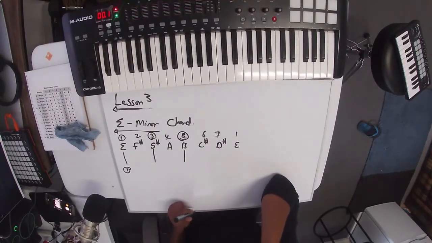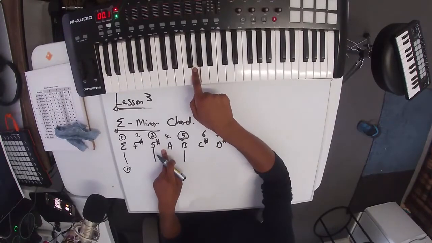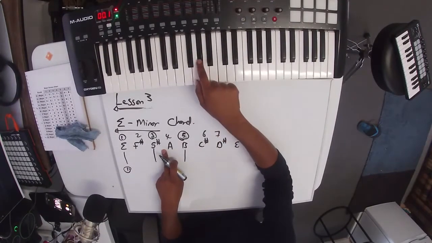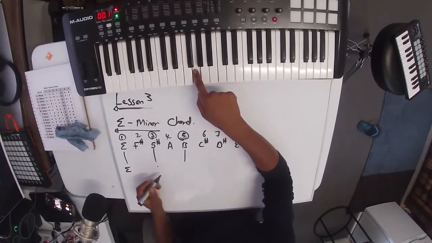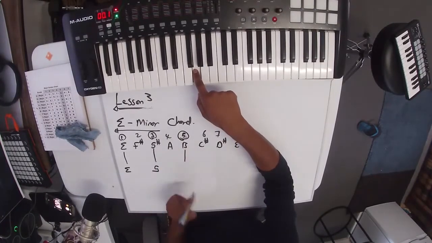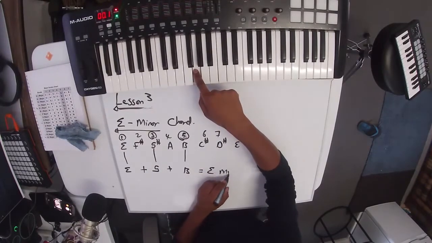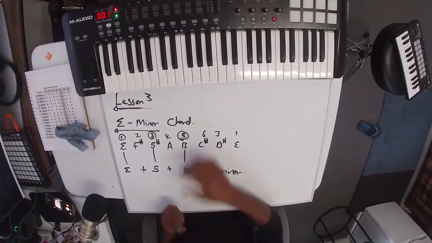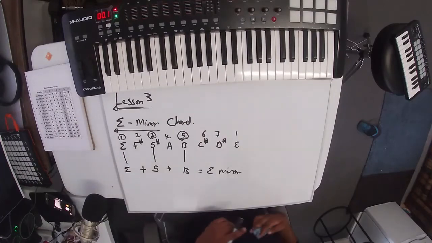The 3, we flatten the 3, which means if we take G sharp and we flatten, by flatten we mean that we're moving a semitone down. G sharp, we flatten, it becomes G. So the first one is E, G sharp flattened becomes G, B for the fifth, that would be your E minor. There we go, E minor. So that is using the major scale.